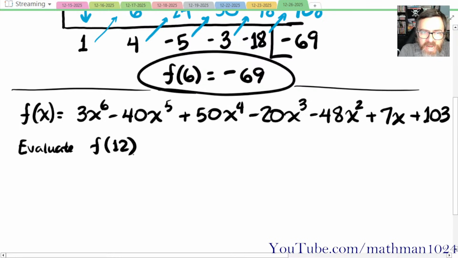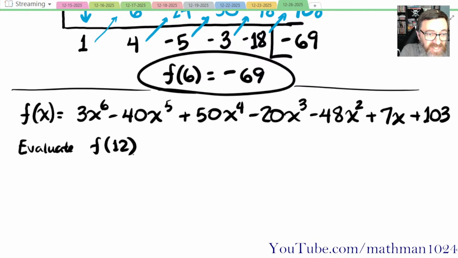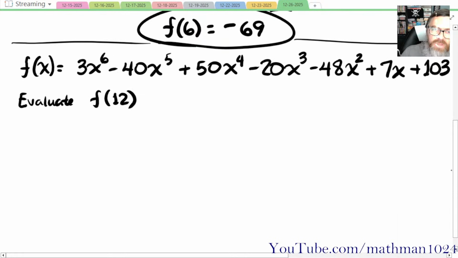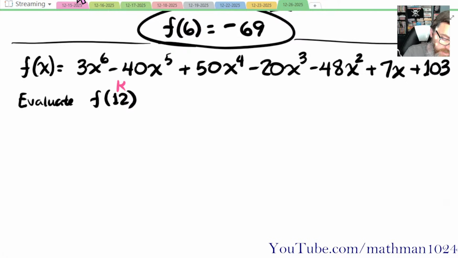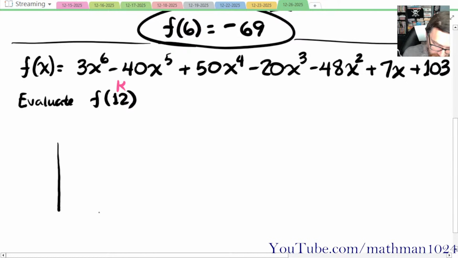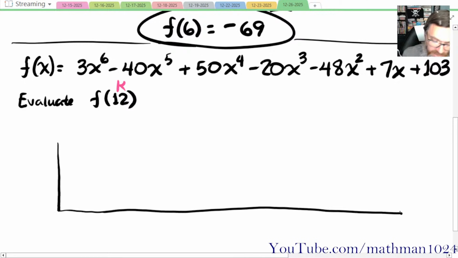Yeah, so I definitely do not know what 12 to the 6th is, and I really don't want to have to work that out on my own. But I do have synthetic division. And with synthetic division, this is my k value. So let's set that up and see how nicely synthetic division works.